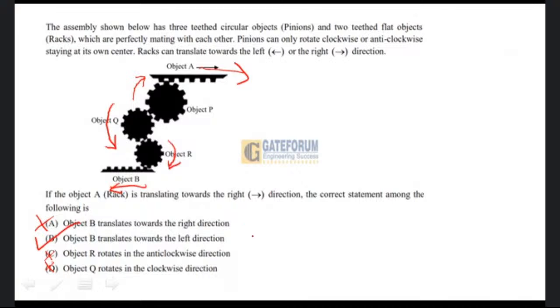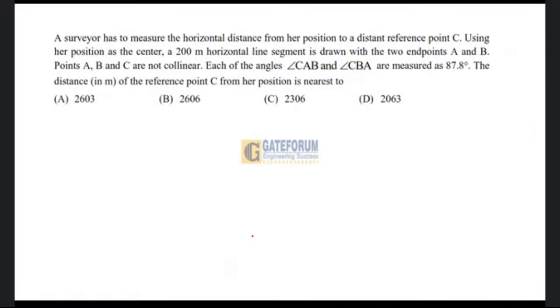This is once again a bit of observation. A surveyor has to measure. This is the same problem as was given in the EC department, the first sum that we did today. A surveyor has to measure the horizontal distance from her position to a distant reference point C, using her position as a center. So a 200-meter line is drawn and the surveyor is at the center. So this is 100 and this is 100, because a 200 horizontal line segment is drawn, with two endpoints A and B. Points A, B, C are not collinear.